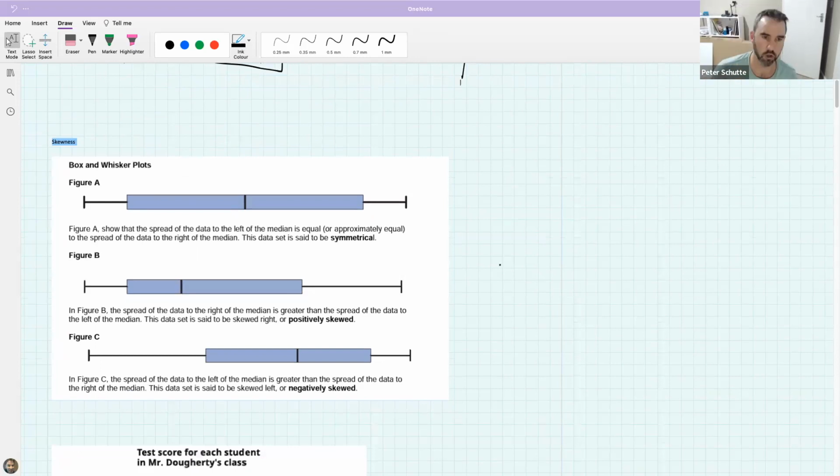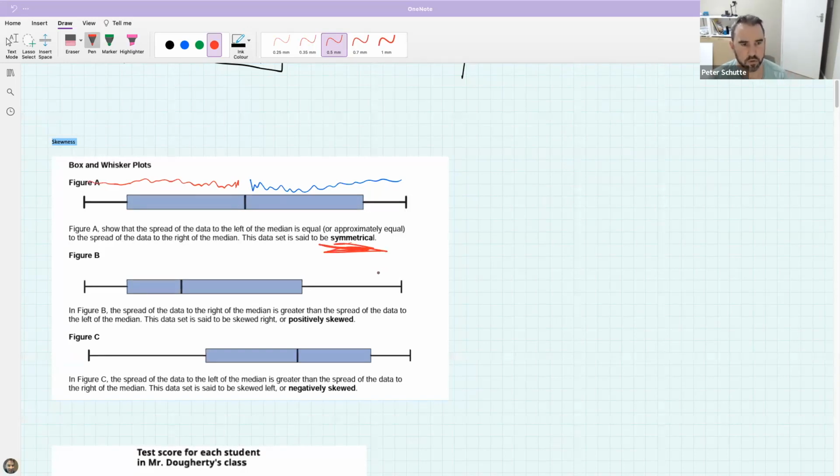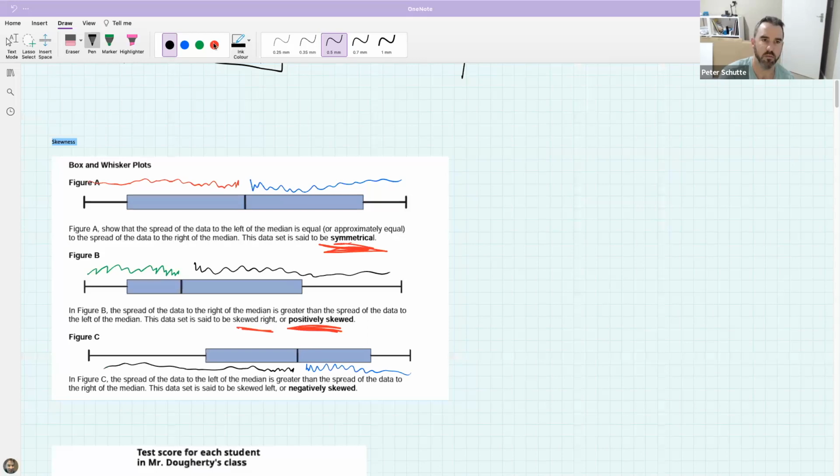So if your box and whisker plot looks like this, where the top 50% is about the same size as the bottom 50%, we say the data is symmetrical. Okay. And so the median and the mean are pretty close together in this sort of situation. If we have a data set where the lower 50% looks quite squished up and the top 50% looks spread out, we then say that the data is positively skewed or skewed to the right. And if we have the opposite, where the top 50% is quite squished up, but the bottom 50% is quite spread out, then we say the data is negatively skewed or skewed left.